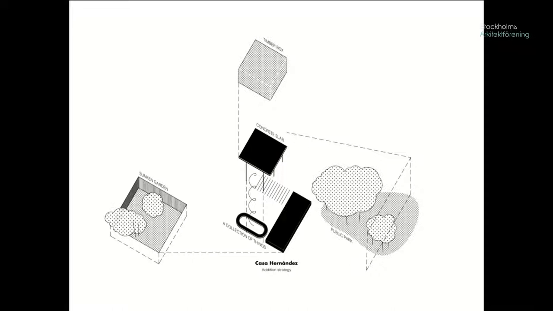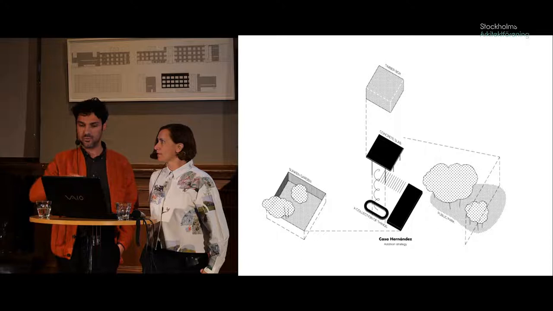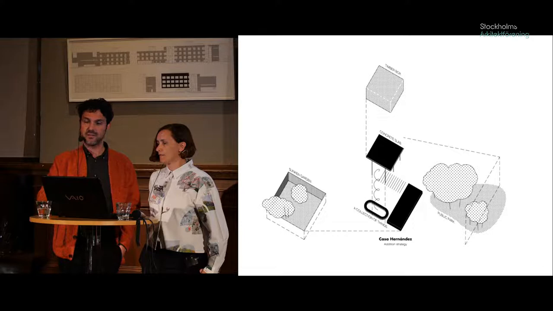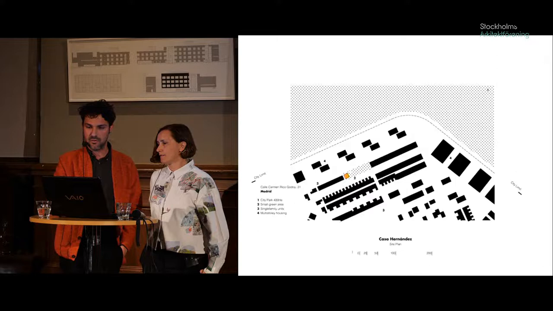in order to solve this difference of level, then a concrete slab, and then a swimming pool, placed there so you don't have the sand, because if you want to swim, you don't want the sand hitting you on the back. And then a timber box that was going to be an intimate space, quite close, just facing the only thing that was nice in that space, which was this park.